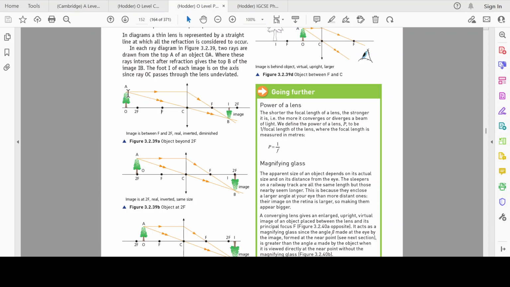So from the top of the object, you have a line going straight parallel to the principal axis. The principal axis is what you would call the x-axis, and the lens itself is what you would call the y-axis, because it kind of looks like a graph. I'm using those terms, although in reality it's not the x and y-axis. It's not a graph.